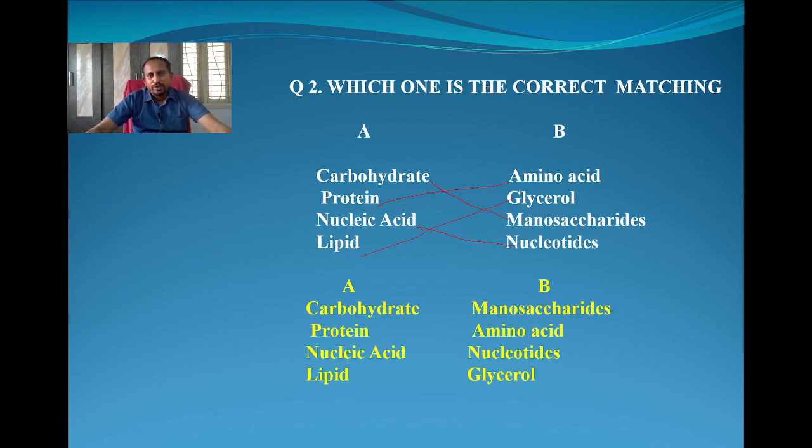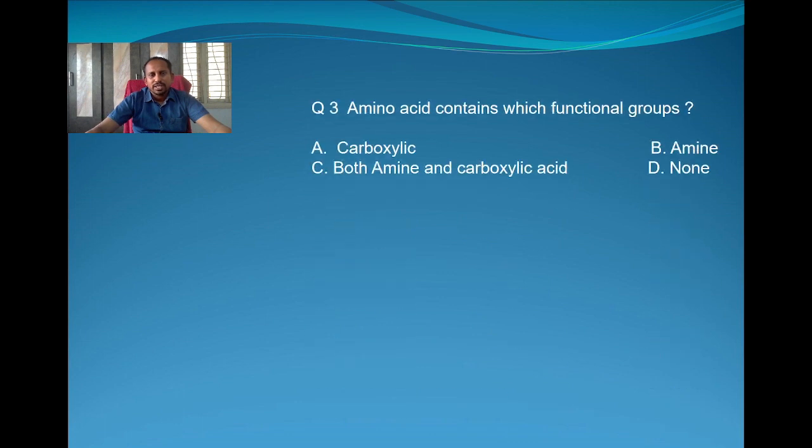Okay, so if we go to the next question, what is the next question? Amino acid contains which functional groups? Option A is carboxylic, B amine, C both amine and carboxylic acid, D is none. This is a very basic question of amino acid.